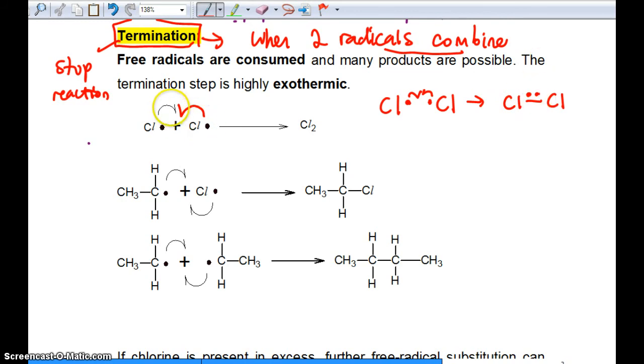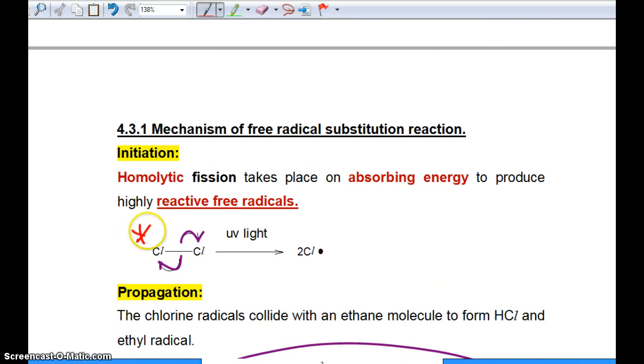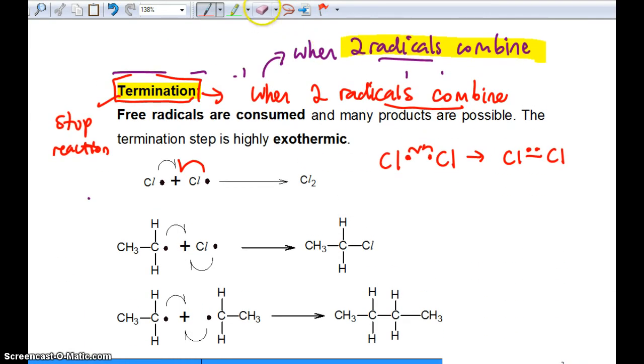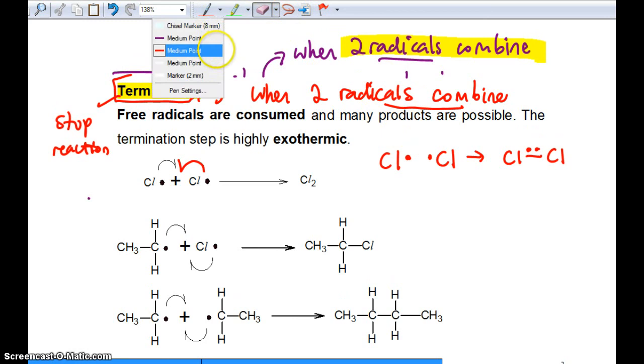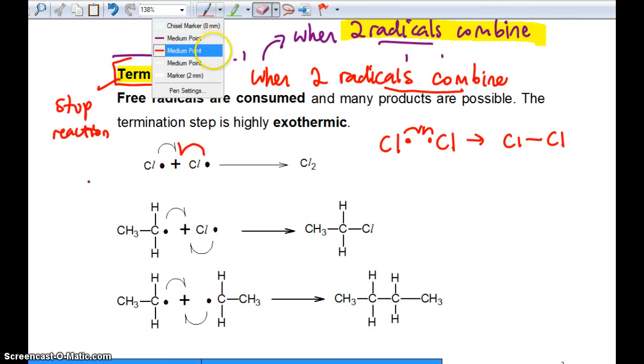Okay, is it necessary to show the arrow? Not necessary in the termination step. You only have to show the half arrow in the initiation step when the Cl-Cl bond breaks. So in this mechanism, we only expect you to write the arrow here. Please show the arrow for the initiation step only. For termination, we are just trying to get you to see that when two radicals come together, you pair up the electrons, and then once you pair up the electrons, you form a normal bond, no more radicals already. Okay, this can happen for any two radicals that meet.